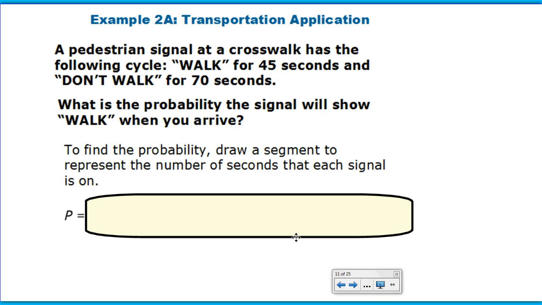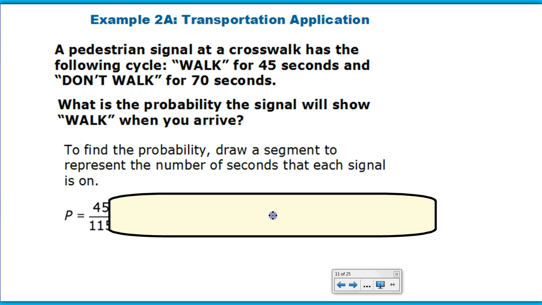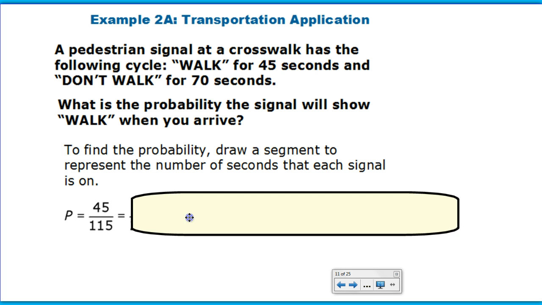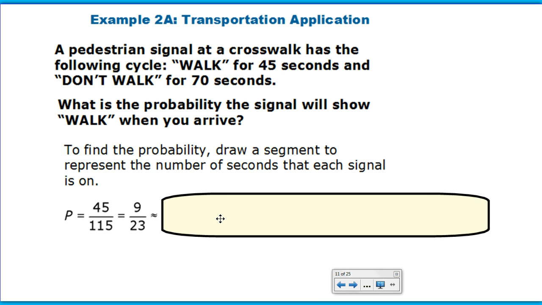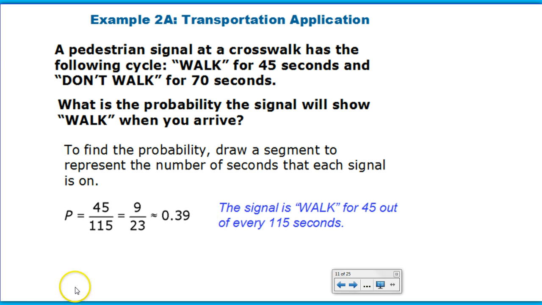A pedestrian signal at a crosswalk has the following cycle. Walk for 45 seconds and don't walk for 70 seconds. What is the probability the signal will show walk when you arrive? To find the probability, we could draw a segment to represent the number of seconds that each signal is on. Walk for 45, don't walk for 70, right? So we can see that we have 45 seconds in favor of walk over the entire 115 seconds of the light cycle, okay? And we can simplify that to 9 over 23, which is approximately 0.39.